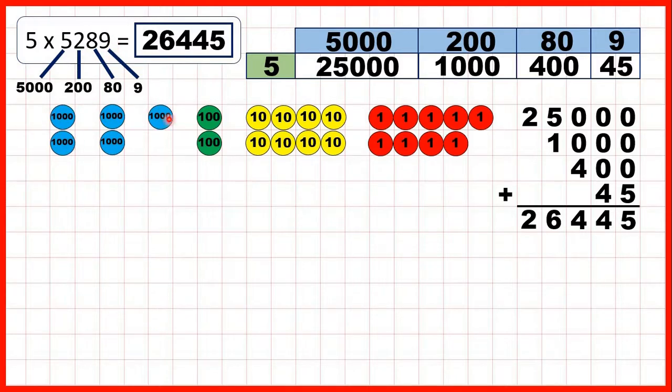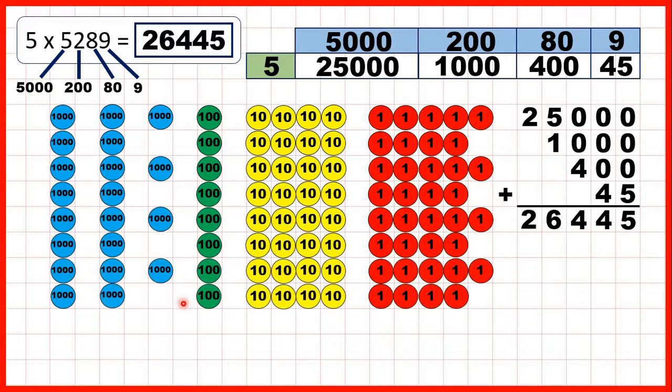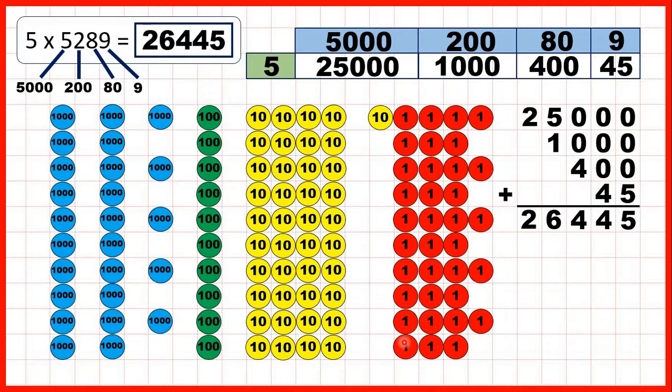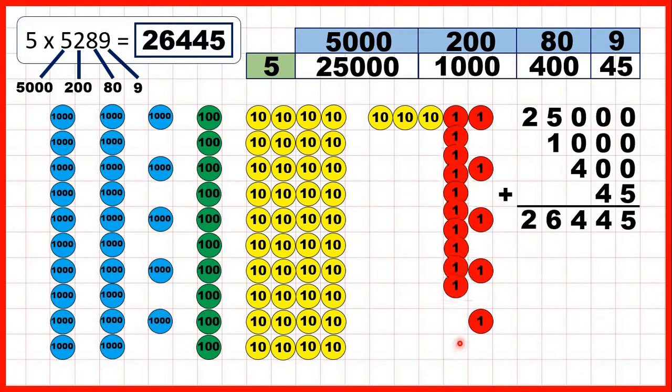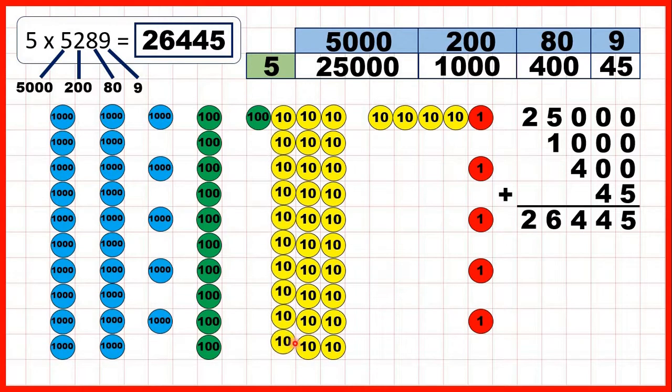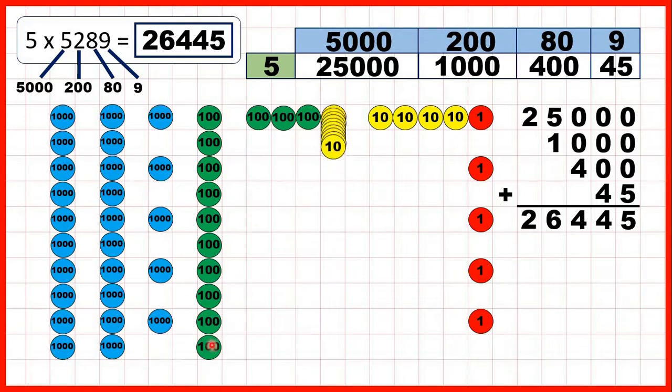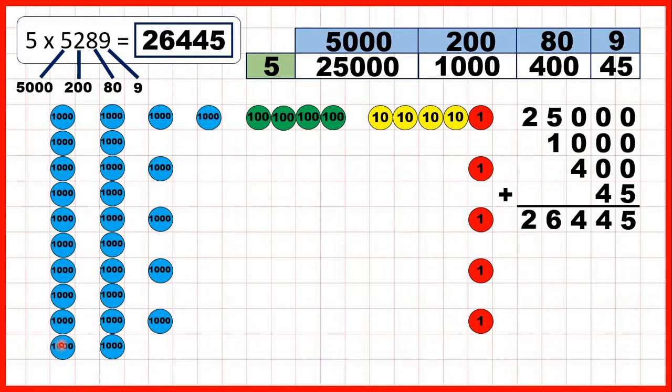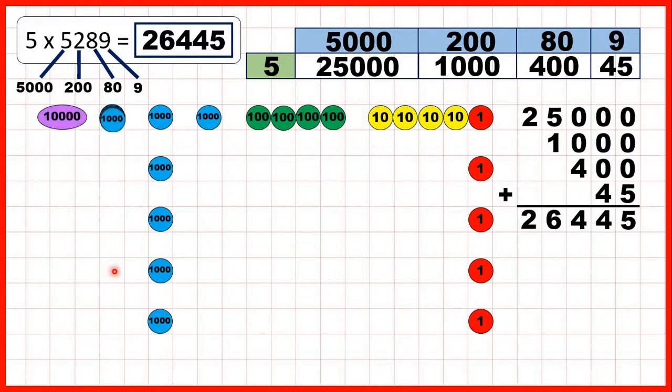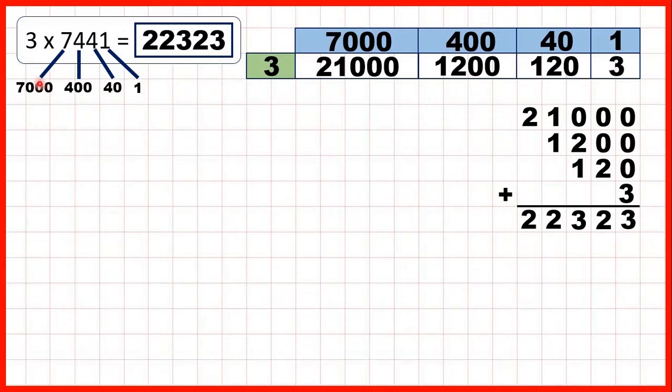If we go back to the first question we solved, we had 5,289. So there's 5 thousands, 2 hundreds, 8 tens, and 9 ones. We were multiplying by 5, so we can show what we have here 2, 3, 4, 5 times. And then, if we regroup 10 ones into 10, then 10 tens into 100, and 10 hundreds into 1,000, 10 thousands into 1 10,000, you can see that we now have 2 10,000s, 6 thousands, 4 hundreds, 4 tens, and 5 ones.